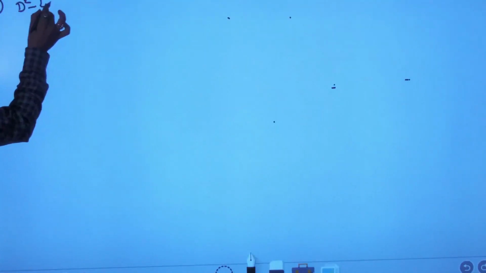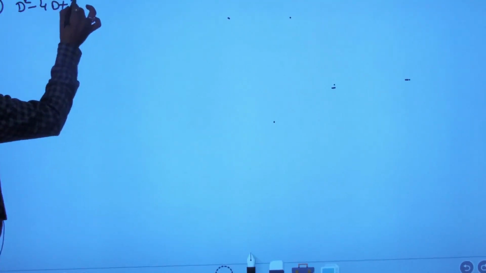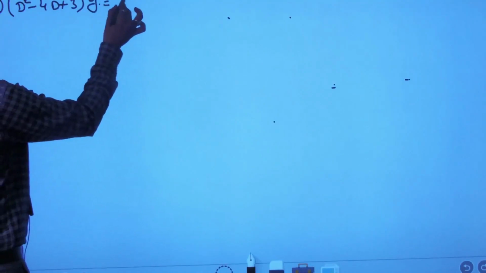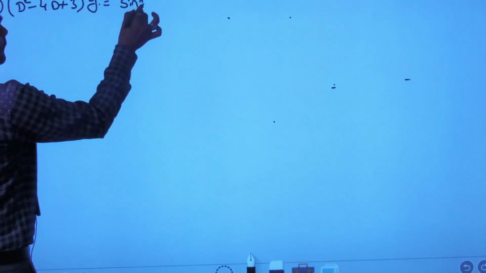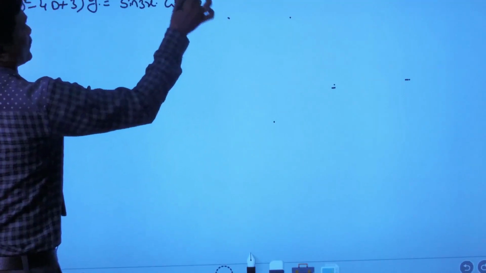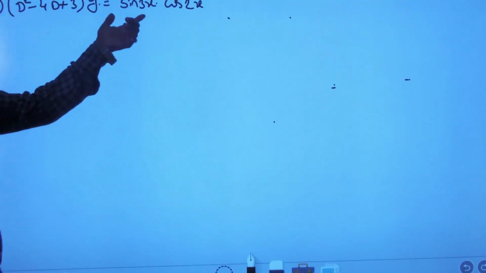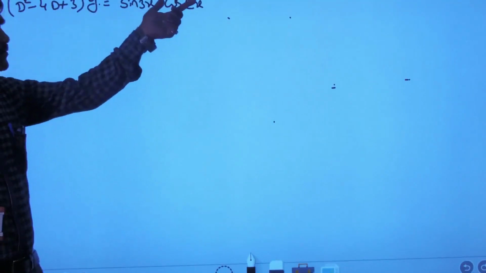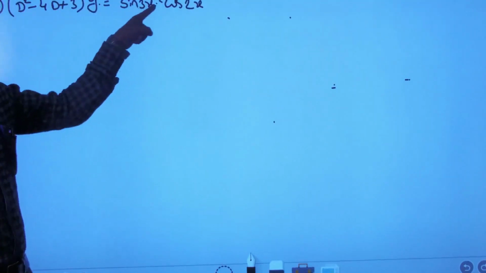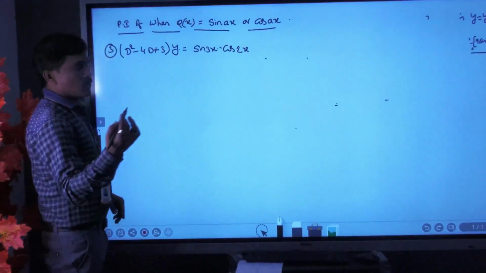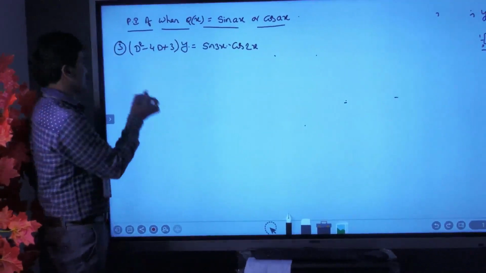d square minus 4d plus 3 of y is equal to sin 3x cos 2x. Actually, if we had sin 3x plus cos 2x, then we would multiply 1 by f of d into sin plus 1 by f of d into cos. But here we have multiplication, right? So in this case, how do we find the particular integral?